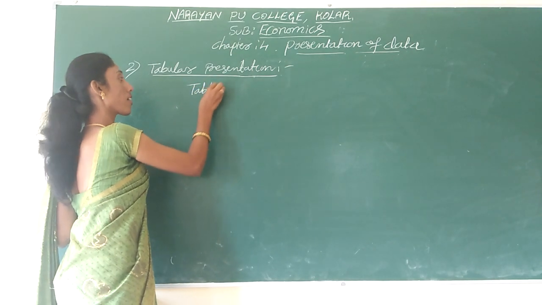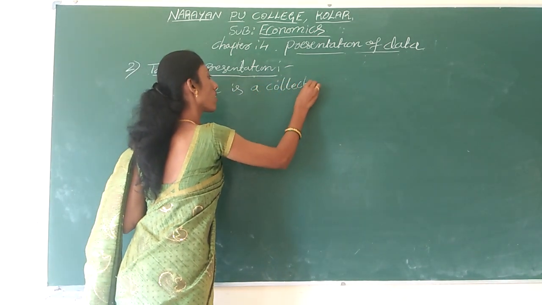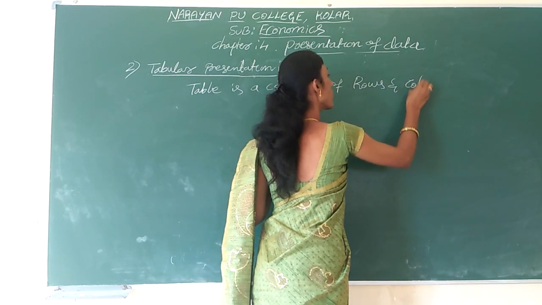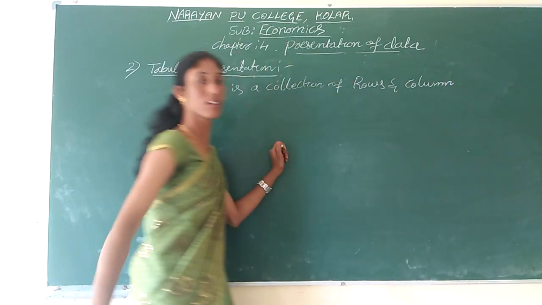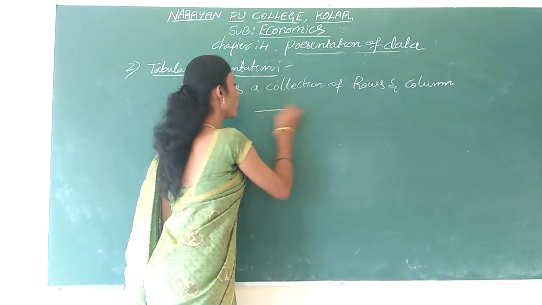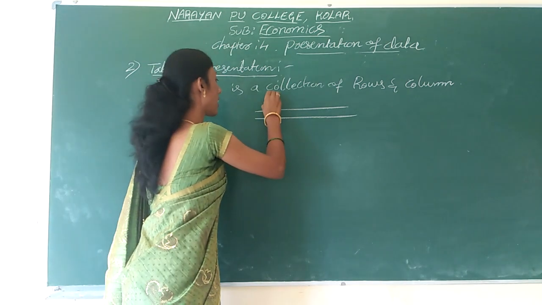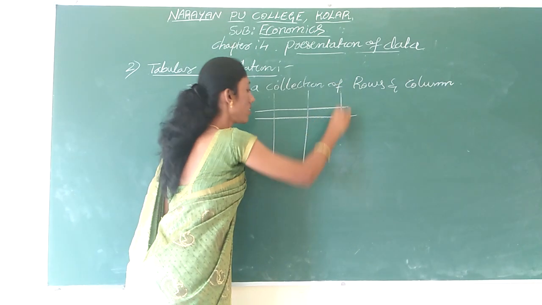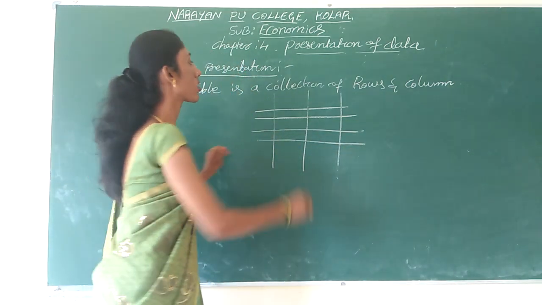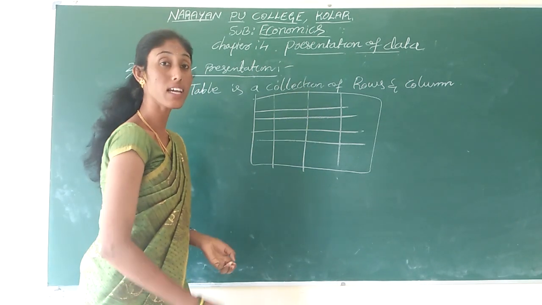A table is a collection of rows and columns. Got it? You all know about rows and columns. Rows are the horizontal lines or gap between these lines, and columns are the vertical lines. The combination of these rows and columns, we will call it as a table. The collection of rows and columns will be called as a table.